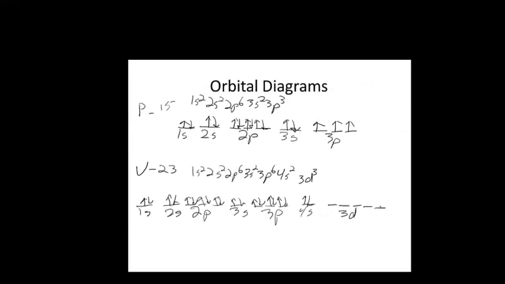Alright, when you have a d, you put 5 blanks over top every time. Remember, arrows go up, up, up. Uh-oh, I ran out of electrons. I can't use anymore. So there is orbital diagrams. Or there are orbital diagrams.